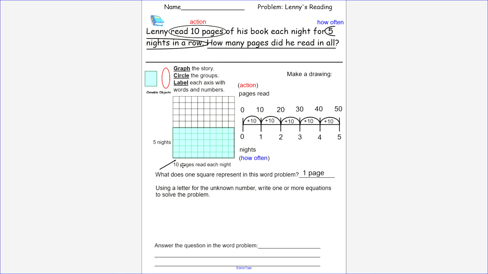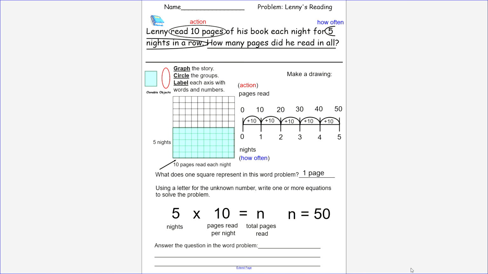We're going to multiply the repeated action times how many times it happened. We're going to go ahead and multiply 5 nights, how many times it happened, times 10 pages read per night, which will equal n, the total number of pages read. Thankfully, we know 5 times 10, so we know what n equals. In this problem, n equals 50.